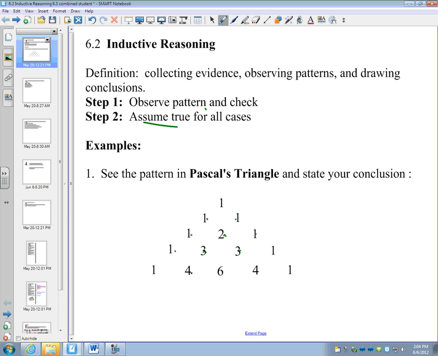Now I'm going to assume it's true for all cases. So I'm going to assume it's true for this last case. So I put a 1 on the outside. 1 and 5 is 5. 4 and 6 is 10. 4 and 6 is 10. 4 and 1 is 5. And the outside is a 1. So I used inductive reasoning to figure this out. I saw a pattern, I assumed it to be true, and then I went with it.